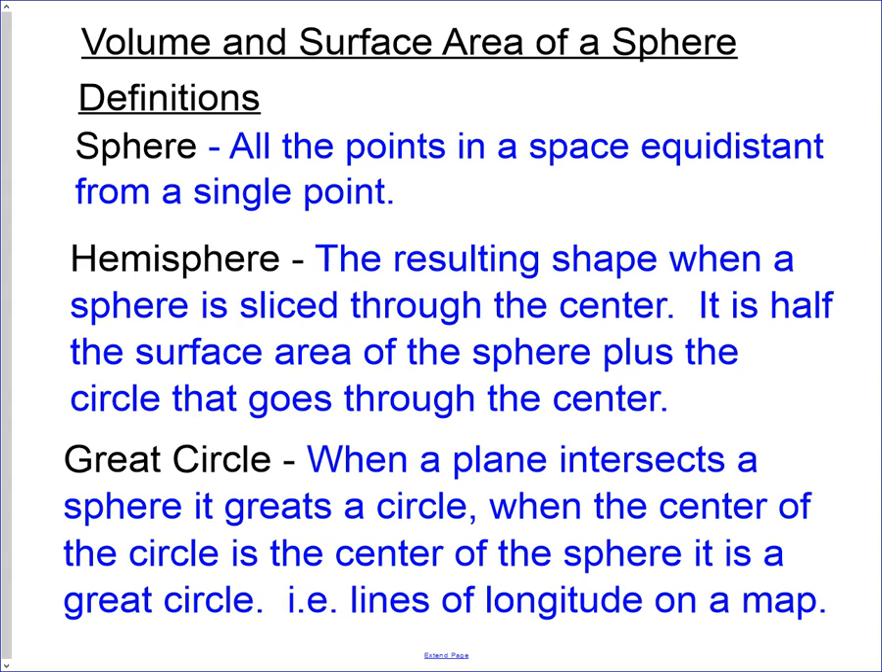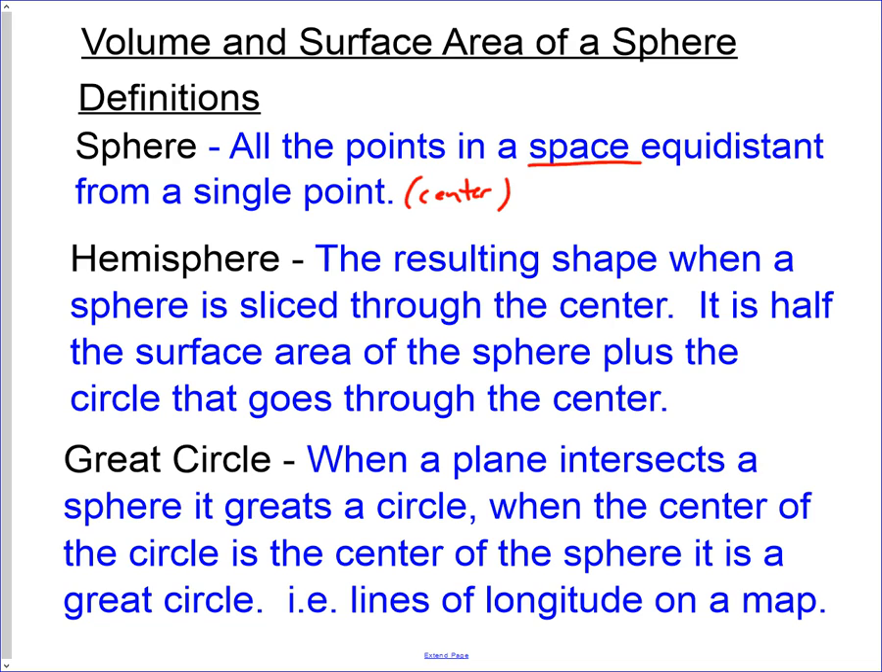In this video, we're going to look at spheres. There's three good definitions we want to think about with a sphere. The first is the actual definition of a sphere, which is all the points in a space. If you remember, the definition of a circle is all the points in a plane, but now we're talking about a space, so it's 3 dimensions, equidistant from a single point. That single point is referred to as the center of the sphere, just like it was the center of a circle.